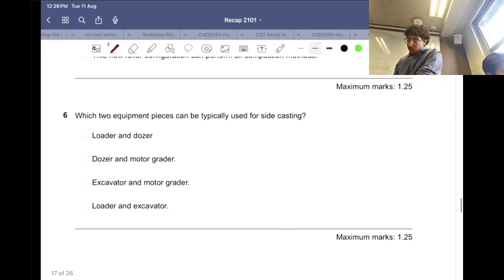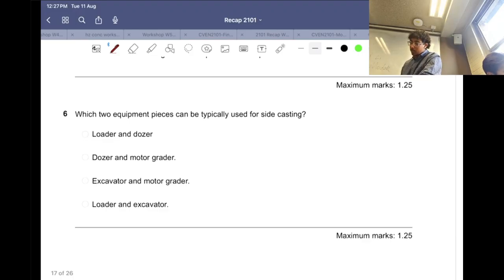Moving on, which two pieces of equipment can we typically use for side casting? For side casting, in my slides, it is mainly just the dozer and motor grader. The excavator is more of a digging tool, so that's gone. That gets rid of options 3 and 4. And for the sixth option, a loader doesn't really do side casting, so it is just dozer and motor grader.